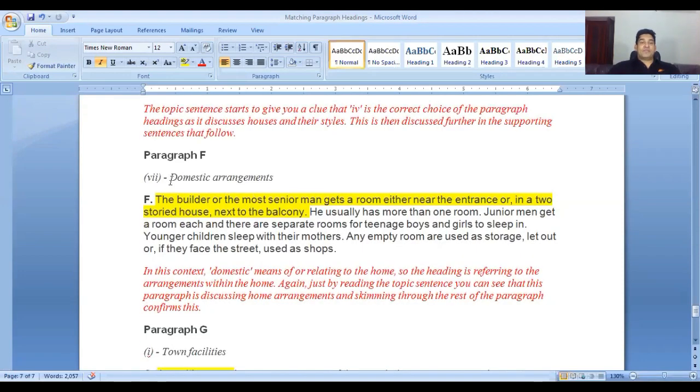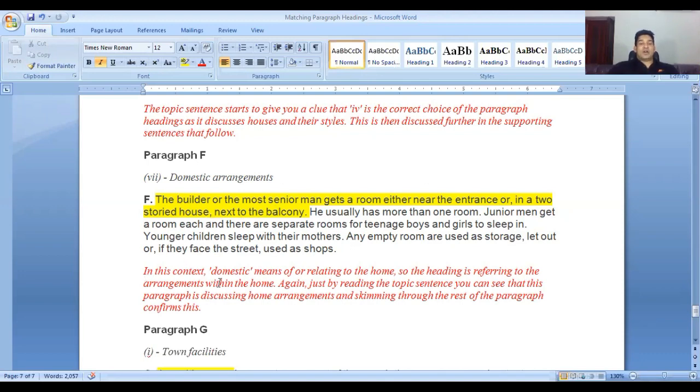Now, F, domestic arrangements. The paragraph F has the heading domestic arrangements. Why so? Now, look at the topic sentence. The builder or the most senior man gets a room either near the entrance or in a two-storied house next to the balcony. Okay, why is that? Actually, it's a domestic arrangement where the people are living. It really reflects this answer.